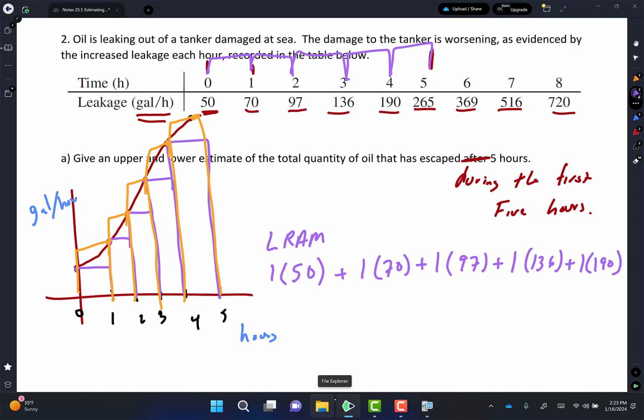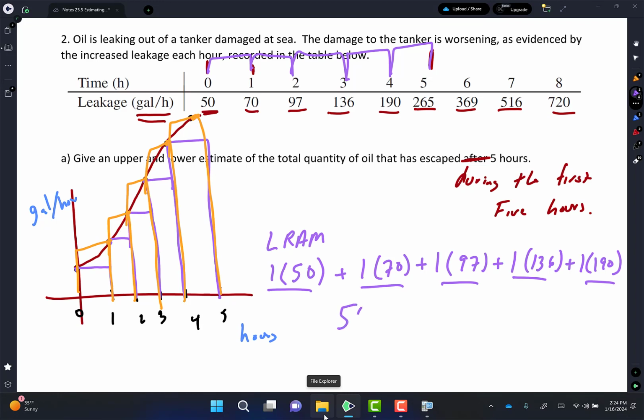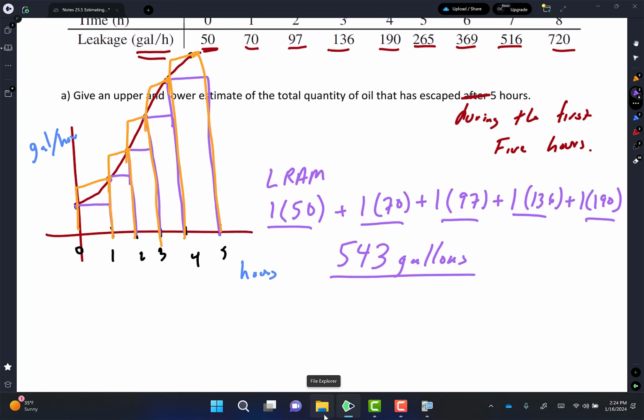What are my units? Gallons. Look, gallons per hour times hours. The hours cancel out, and you just get gallons. Do you guys see that? So 1 times anything is itself. So just add up these numbers. Take your calculator. What did you get? 543. Perfect. That's my lower estimate.